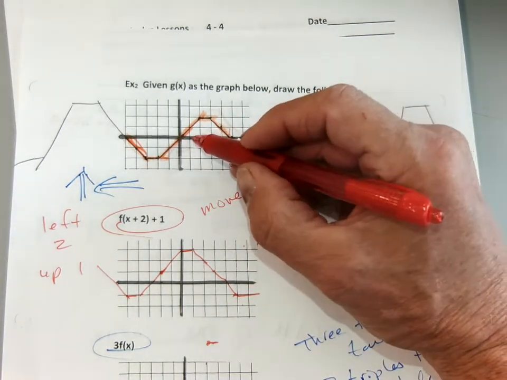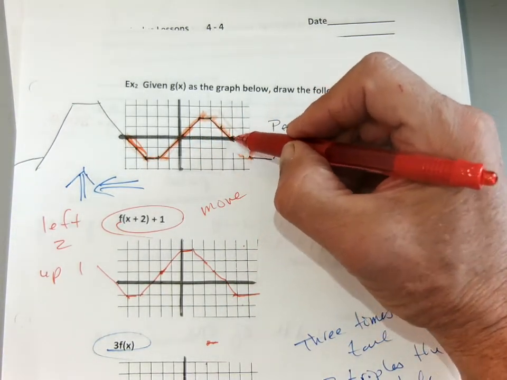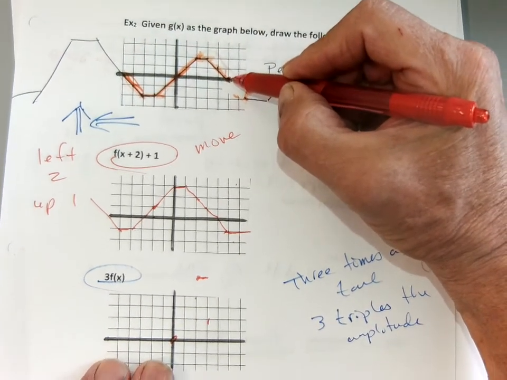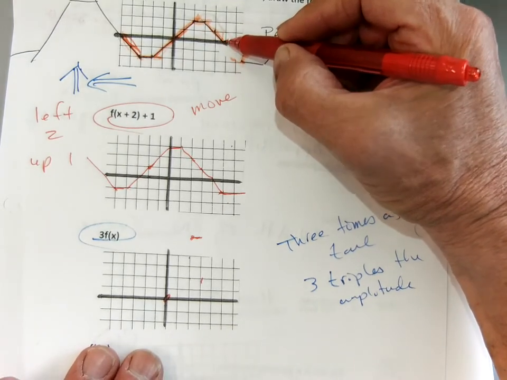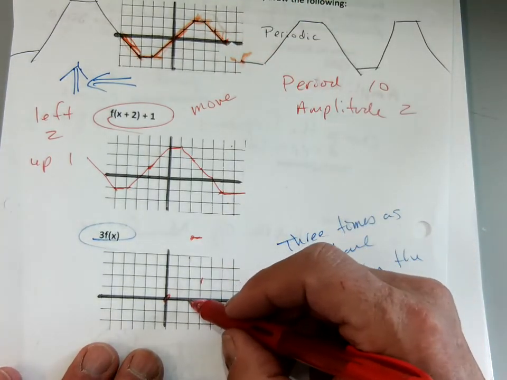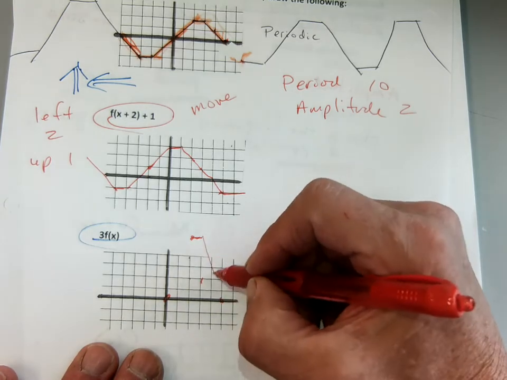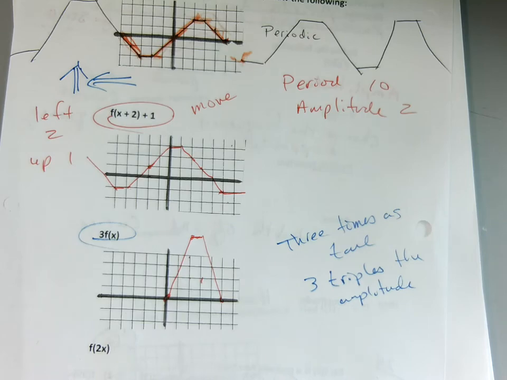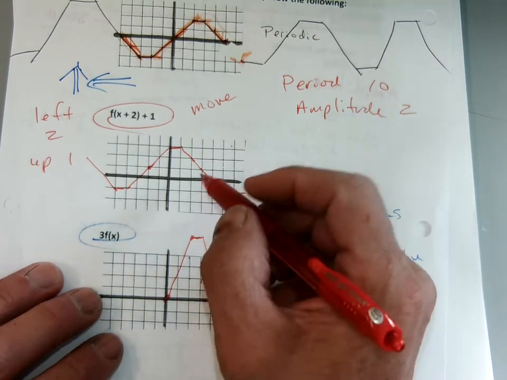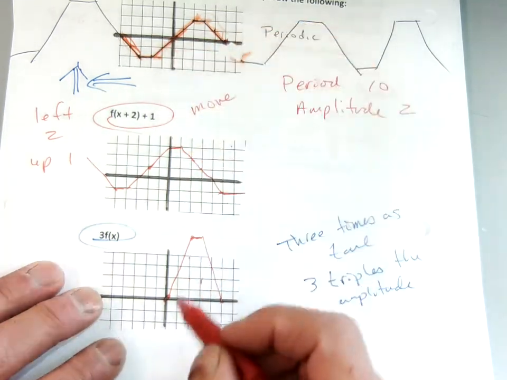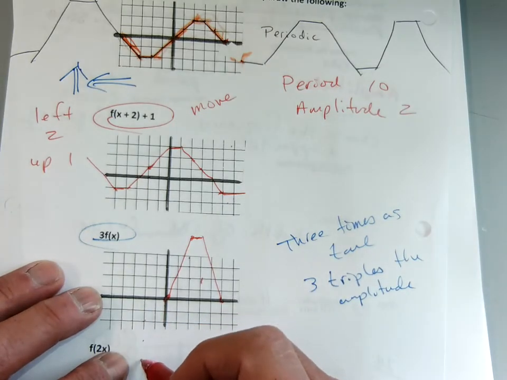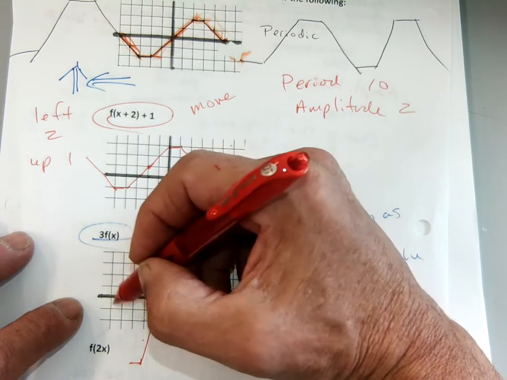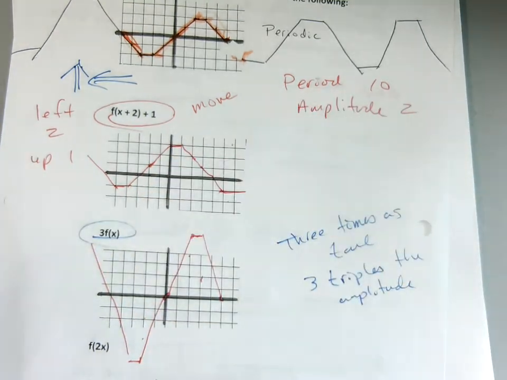Right here at 1, 2, 3, 4, 5, right? The height is 0, so 3 times 0 is still 0. Does that make sense? So it doesn't change its width, only the amplitude. Okay. I'll do the same thing on the other one. 2, 4, 6 goes all the way down to here. 1, 2, 3, 4, 5. You guys got it? Does that make sense? Okay.